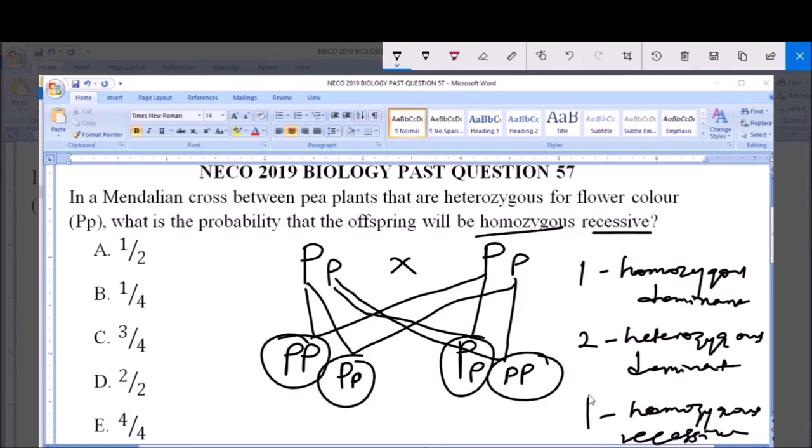Out of these four outcomes, just one is homozygous recessive. Therefore, the probability of homozygous recessive is 1/4, and that is option B. So the answer is option B, 1/4.